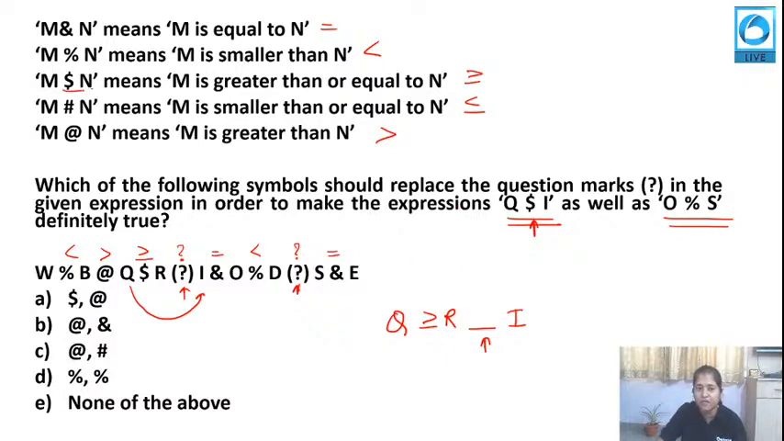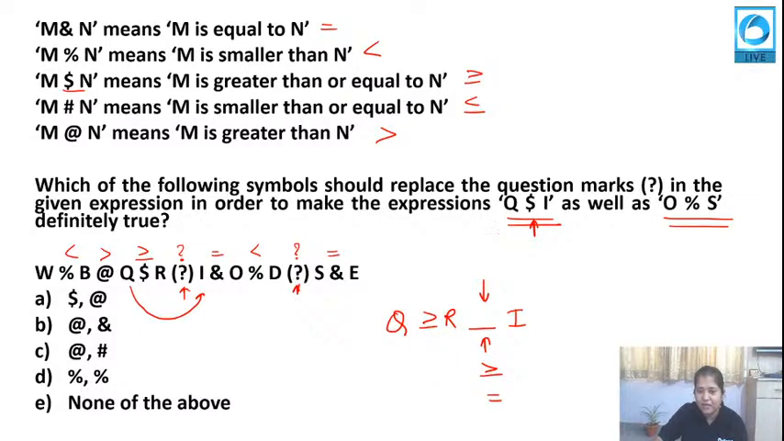Now, what is the meaning of dollar? That is a greater than equal to. So, yahan par aap kya fill karo ki aapka greater than equal to ka symbol hai? So, either you can find a greater than equal to or an equal to. Ye dono aapne agar kiya, then only you will get a definite relationship of greater than equal to.